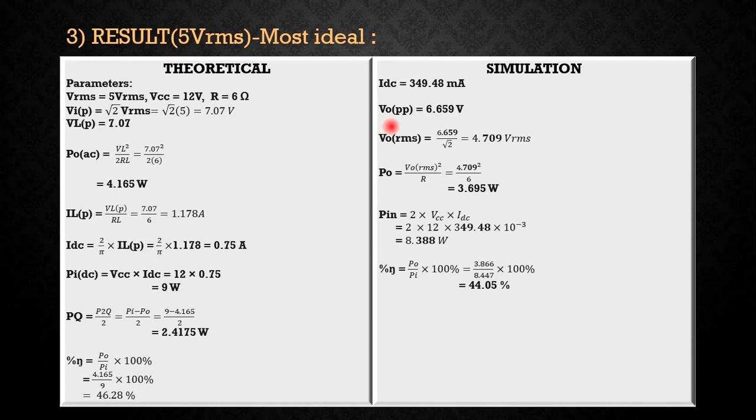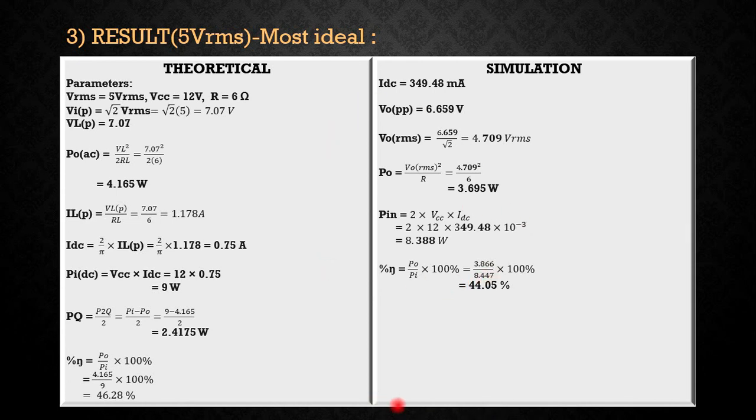For power output, we use V output squared divided by R, where R we use 6. We get 3.695 watt. For P input, 2 times VCC times IDC, which we get 8.388 watt. The percentage we get for the simulation method was 44.05%, which is slightly less than the theoretical method.